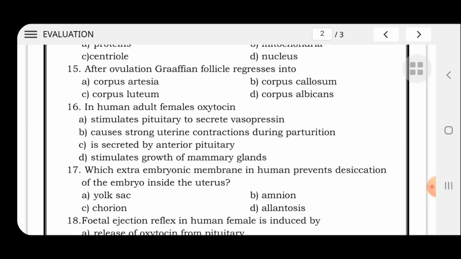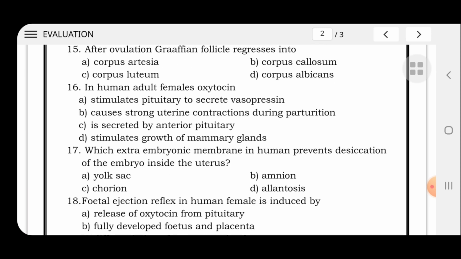In a human adult female, oxytocin. So, what is the function of oxytocin? Oxytocin creates strong uterine contractions during parturition. That is the correct answer.